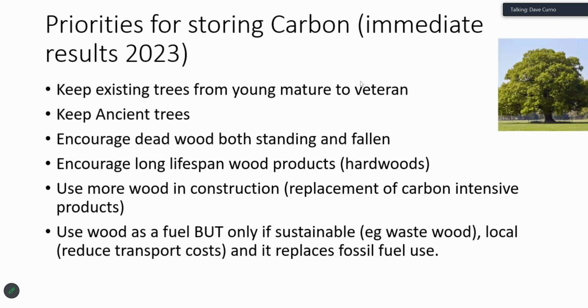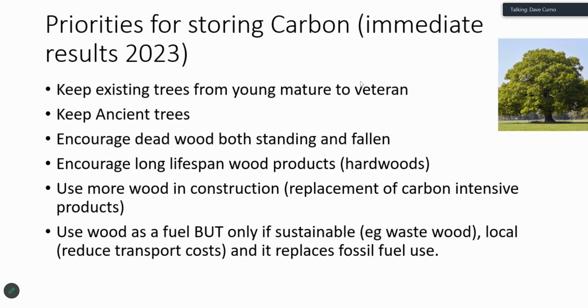And I've just tried here to go through, priority-wise, what we need to do for immediate carbon storage. So this is to remove carbon dioxide in 2023. And top of the tree, so to speak, is to keep existing young, mature to veteran trees. So any of the trees that are at the top of that curve are extracting carbon dioxide from the environment at the maximum rate, and that is storing carbon right now in this year.